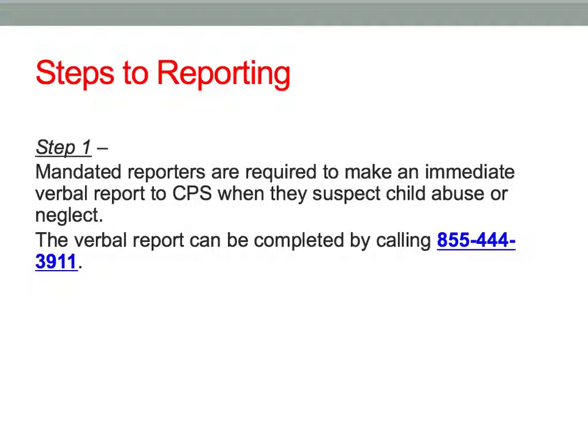Now the important part, we're going to walk you through the steps to reporting, and the steps are very simple, and after this presentation it is our hope that you'll be able to report if you come across a situation, and you'll have all the tools that you need. So step 1, mandated reporters are required to make an immediate verbal report to CPS, which is Child Protective Services, when they suspect child abuse or neglect. And it's as simple as calling this number, and we've listed it here. So the first step, calling CPS, 855-444-3911.